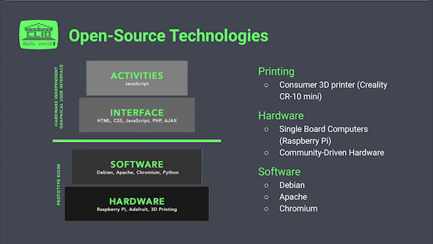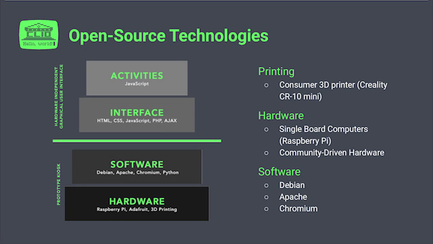So the open source technologies that are in the toolkit are kind of divided into two halves. We have the physical half, which is for the kiosk, which is hardware and software designed to run on a Raspberry Pi computer and be in a kiosk that's all 3D printed, as well as the hardware-independent graphical user interface that includes the interface for setting up the kiosk, as well as the activities themselves. We've printed everything using a pretty cheap consumer 3D printer, a Creality CR10 Mini. Only costs about a couple $100, so it's really a tool that can be picked up by a lot of institutions without a huge financial buy-in.